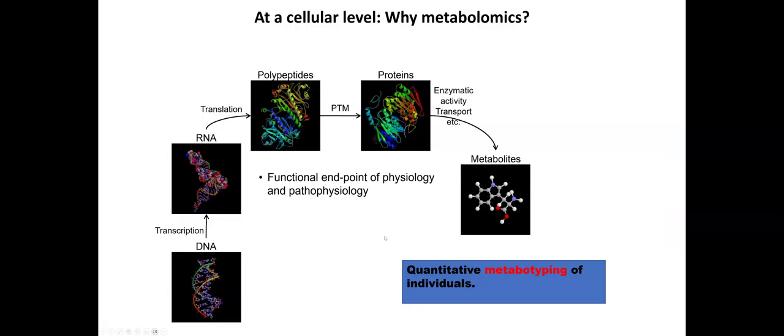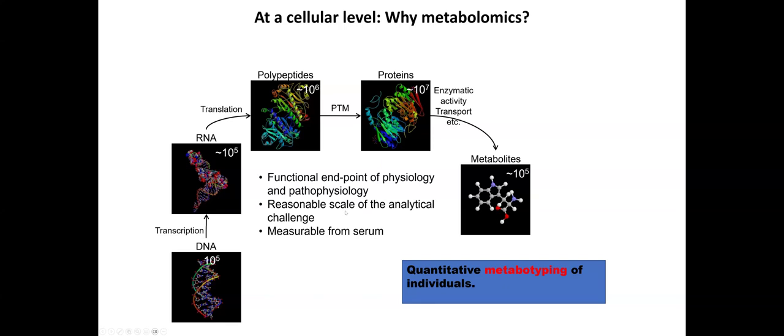Let me walk you through why metabolomics in a few seconds. We know the central paradigm in biology: DNA gives RNA gives proteins, but then proteins act on metabolites. Metabolites are ubiquitous in human physiology and in mammalian physiology and other physiology. And these are functional endpoints of physiology and pathophysiology.